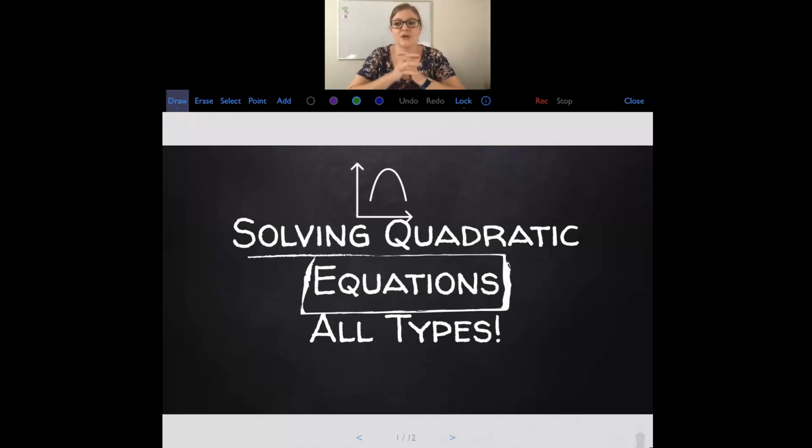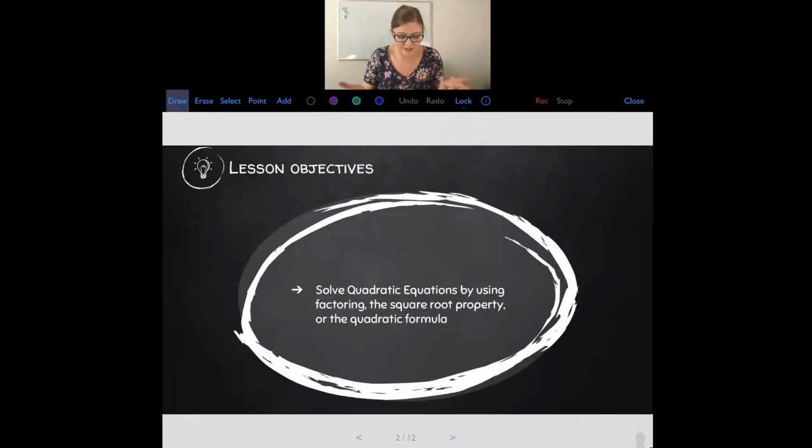So in this lesson, we are going to put together all of the ways that we've learned to solve quadratic equations, and I'm going to give you some tips to determine which method to use when you're given a quadratic equation. Okay, so we're going to talk about solving quadratics using factoring, the square root property, or the quadratic formula, and how to know when to use which method.